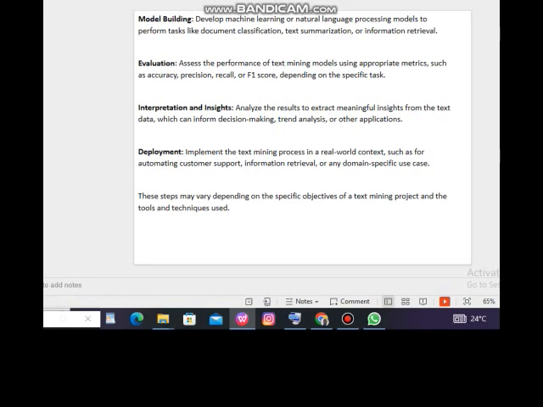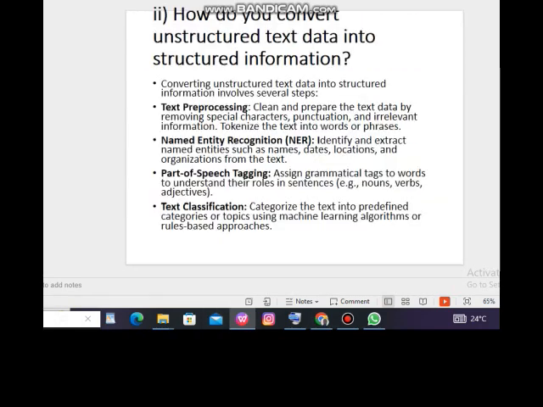These steps may vary depending on the specific objectives of the text mining project and the tools as well as the techniques used. How do you convert unstructured text data into structured information? Converting unstructured text data into structured information involves several steps as seen below.